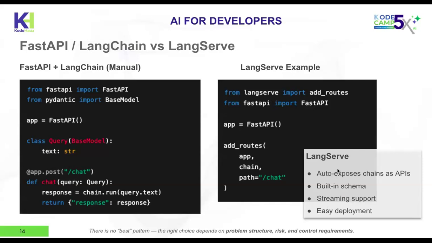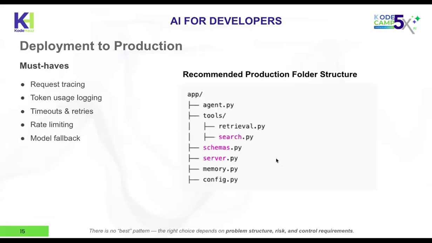Then easy deployment. So these are the things to look at. If we want to deploy to production, there are some things you want to ensure are in place. The first one is request tracing. In fact, tracing and observability is very important, right? So you want to be able to trace requests, so that if something fails, you want to be able to know what failed and why. Okay. So it's very important.